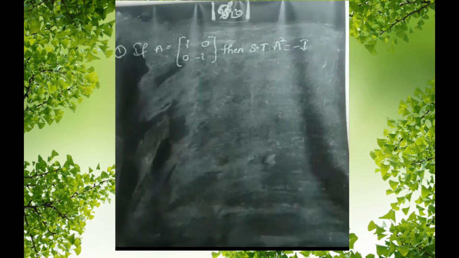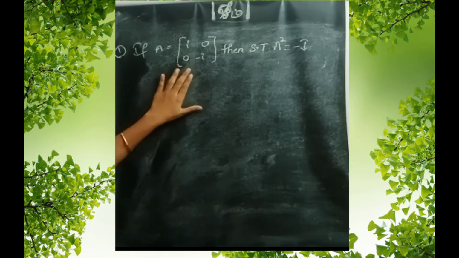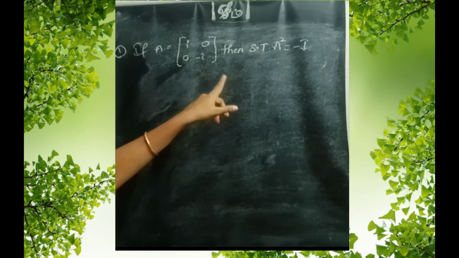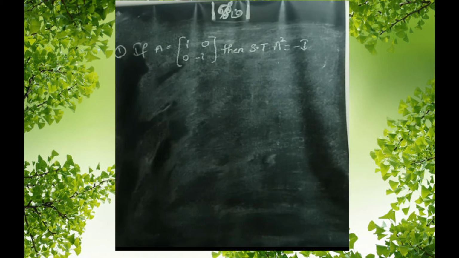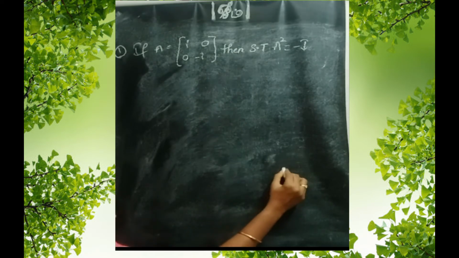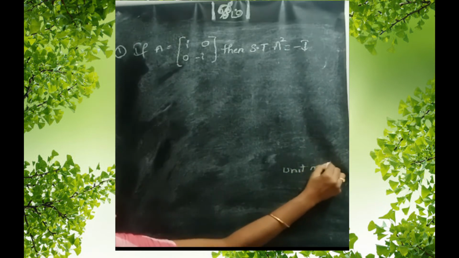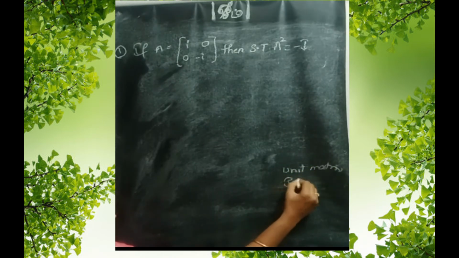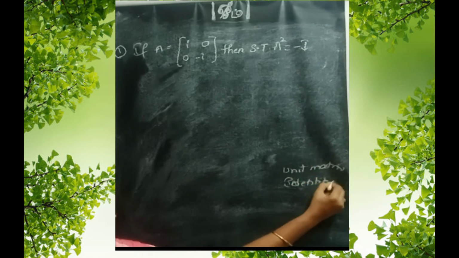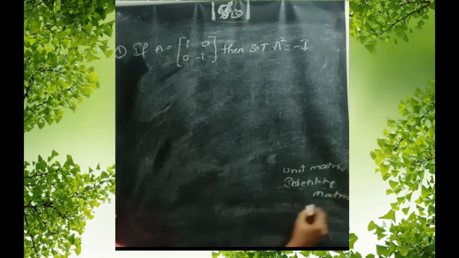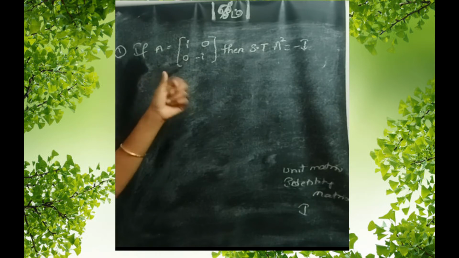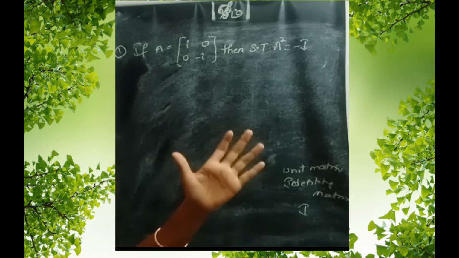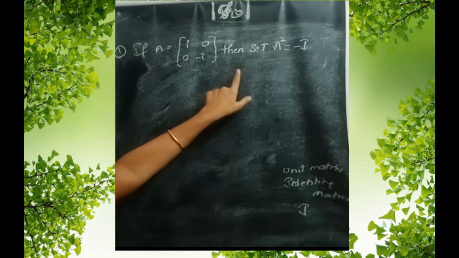The next problem is, if A is the given matrix, then show that A square equals minus I. I is nothing but the identity matrix, that means the unit matrix. Unit matrix is also called the identity matrix, represented as I. So we have to prove A square by multiplying A two times, A into A, and then you have to get minus I. They asked us to show that.